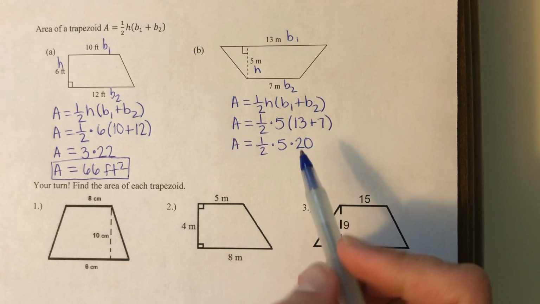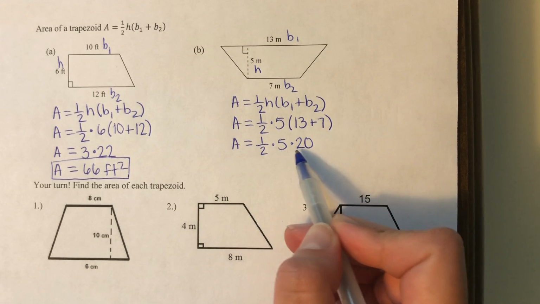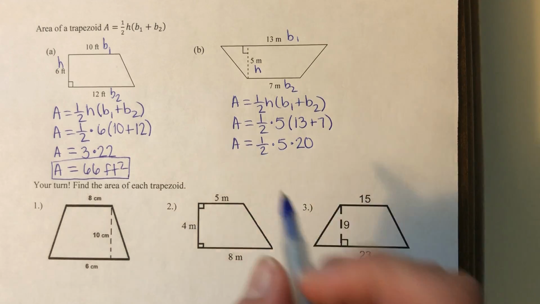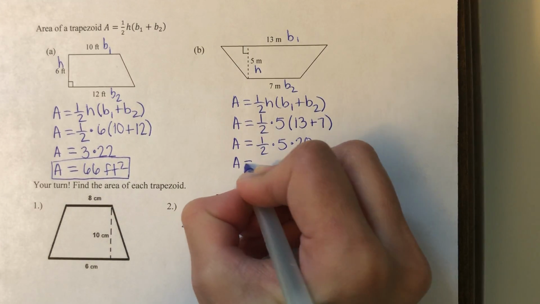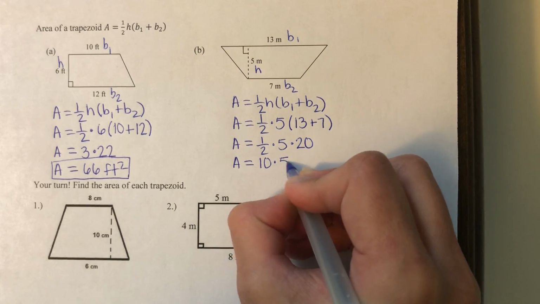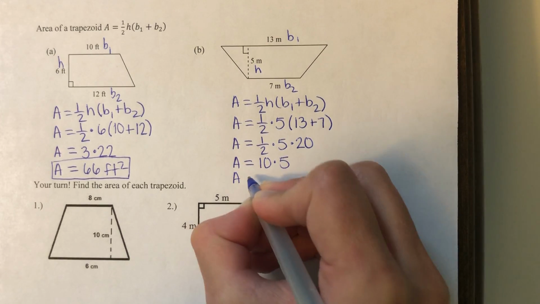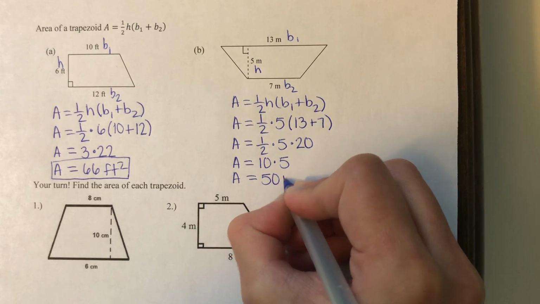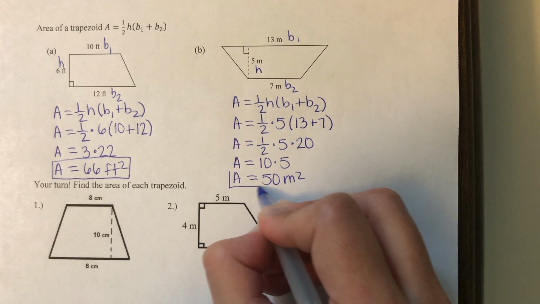Now, just like the triangle, I can pick whichever number I want to take 1/2 of. I don't want to do 1/2 of 5, but 1/2 of 20 is nice. 1/2 of 20 is 10. Bring down the 5 I haven't used. And 10 times 5 is 50 square meters.